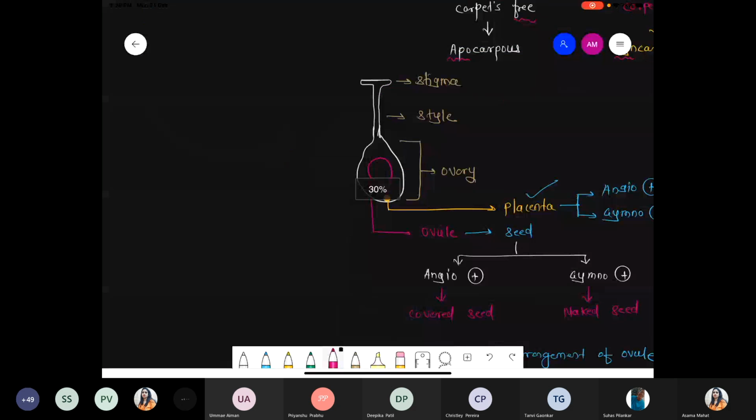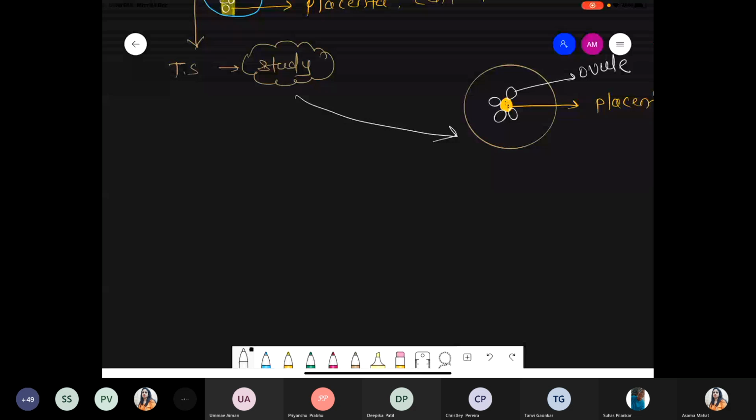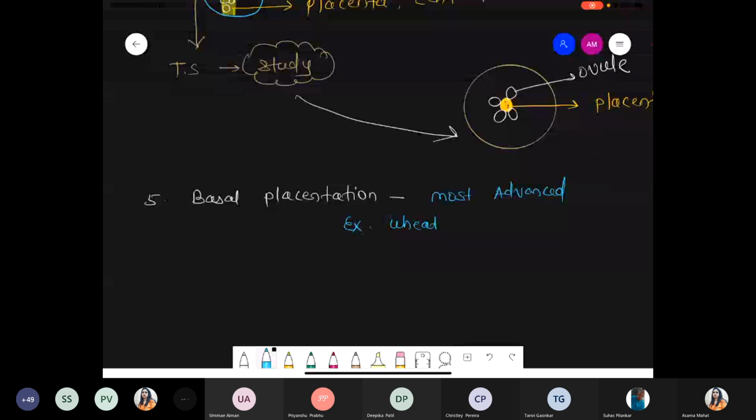Yeah. So axial, precentral, and chalo. So these are the number four, precentral. Now we are talking about number five, basal placentation. Basal placentation is very much common and it's the most advanced also. Examples: wheat in the case of monocot, and sunflower in the case of dicot.